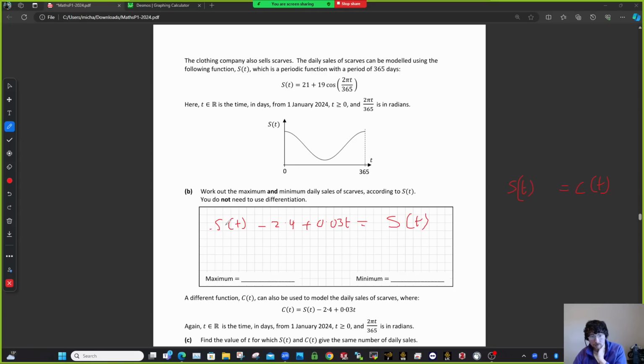But sure, there's S on both sides, so you just cancel it, take it away. And then it's just this part equals 0. So it's minus 2.4 plus 0.03t equals 0. Bring the 2.4 over, divide by 0.03. You get t equals 80 days. So it's an interesting question for sure.